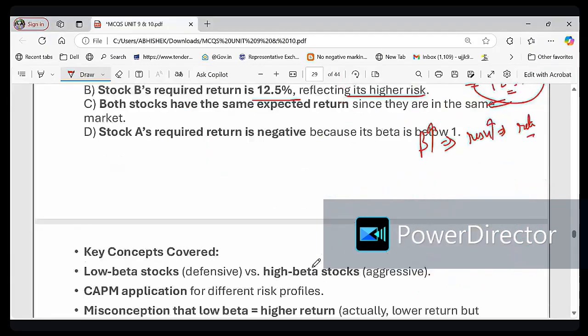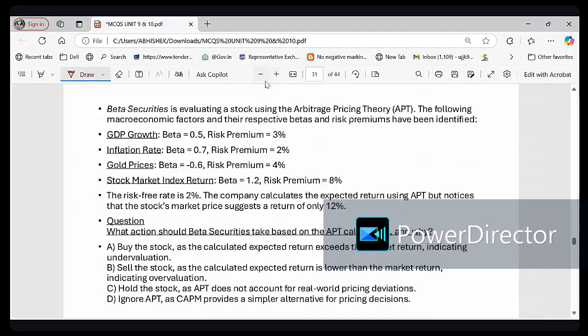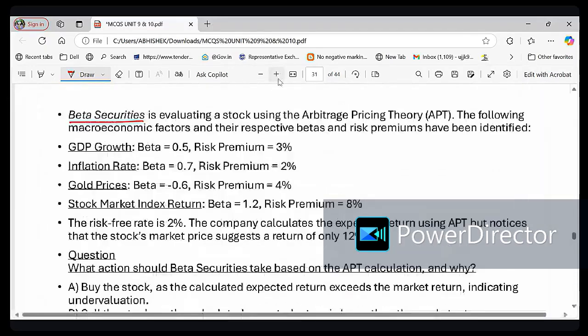Very good. Now let's do one more question. See this question. This is a good question on APT. See what is happening in this case. Let me explain. Imagine a company called Beta Security. The company name is Beta Security. Let me zoom a little bit, right? And it is evaluating a stock. We are doing evaluation of a stock, right?